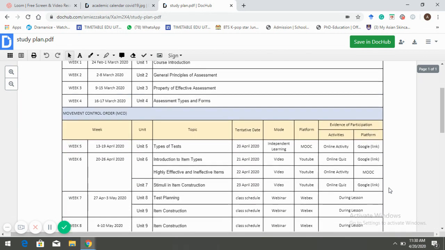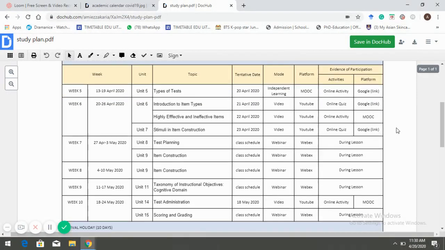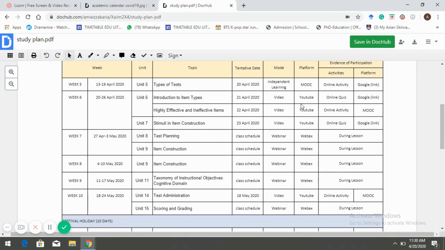So last week was week 5. This week is week 6. Last week I was supposed to cover types of tests, but I didn't. I have uploaded the e-learning readiness survey instead because I thought it would be useful. If you look here, I have a number of modes. Well, not a number, just 3 basically. I have one independent learning, and the rest are either by video or webinar.